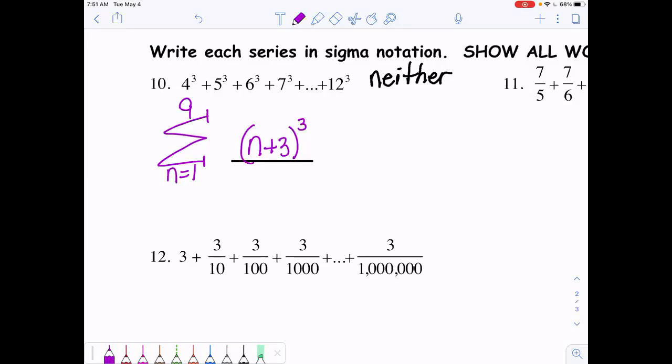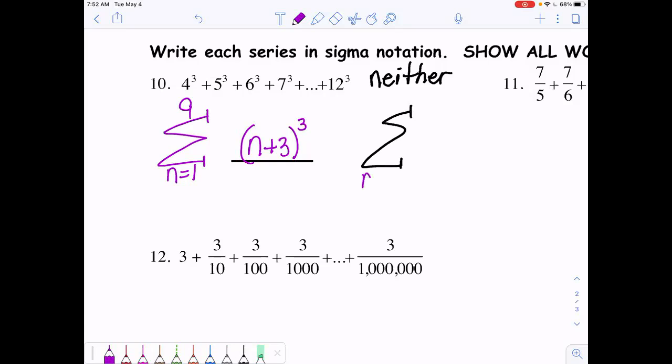So she said n plus 3 because 1 plus 3 makes 4. And then you're cubing it. So then if I plug a 2 in, 2 plus 3 is 5, then I'd have 5 cubed. That's one formula. Let's try and write a second one.